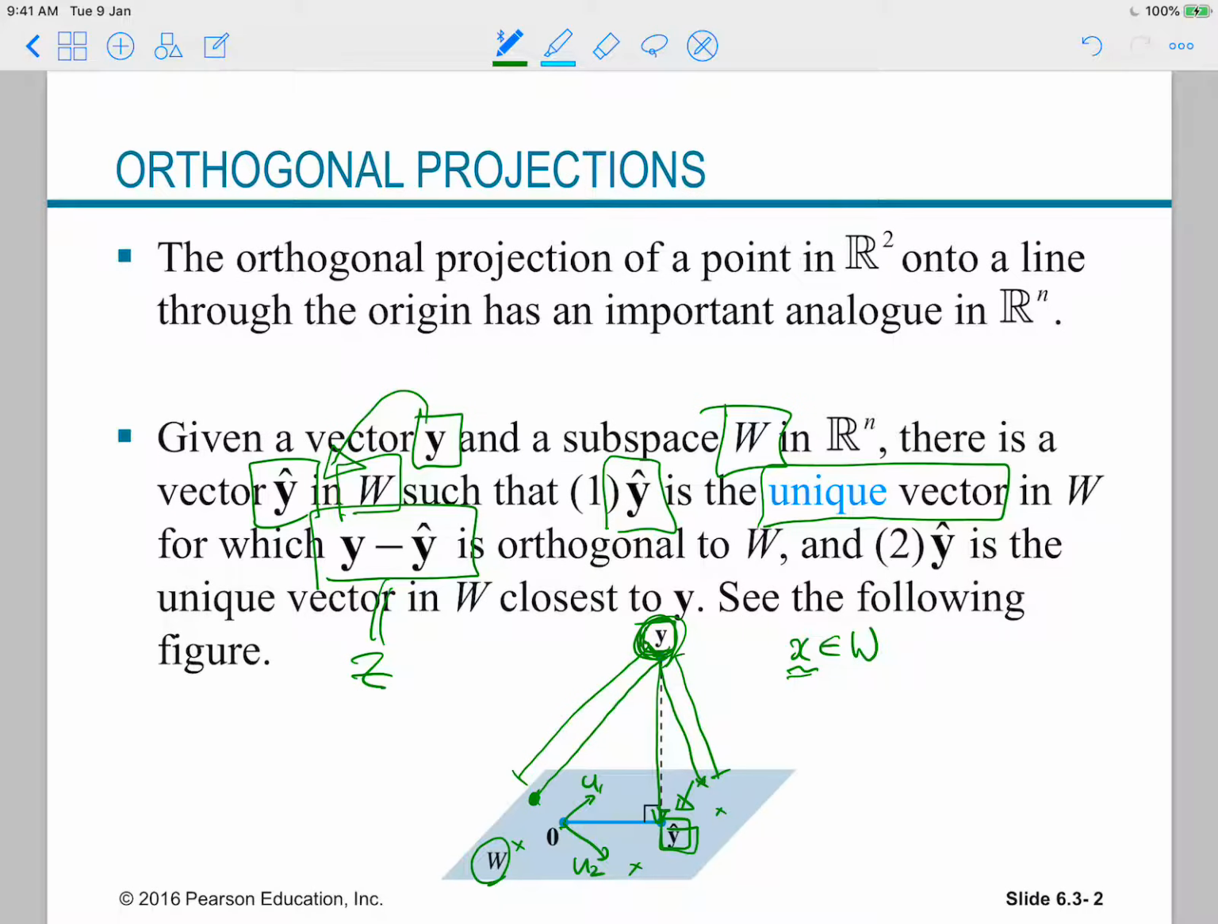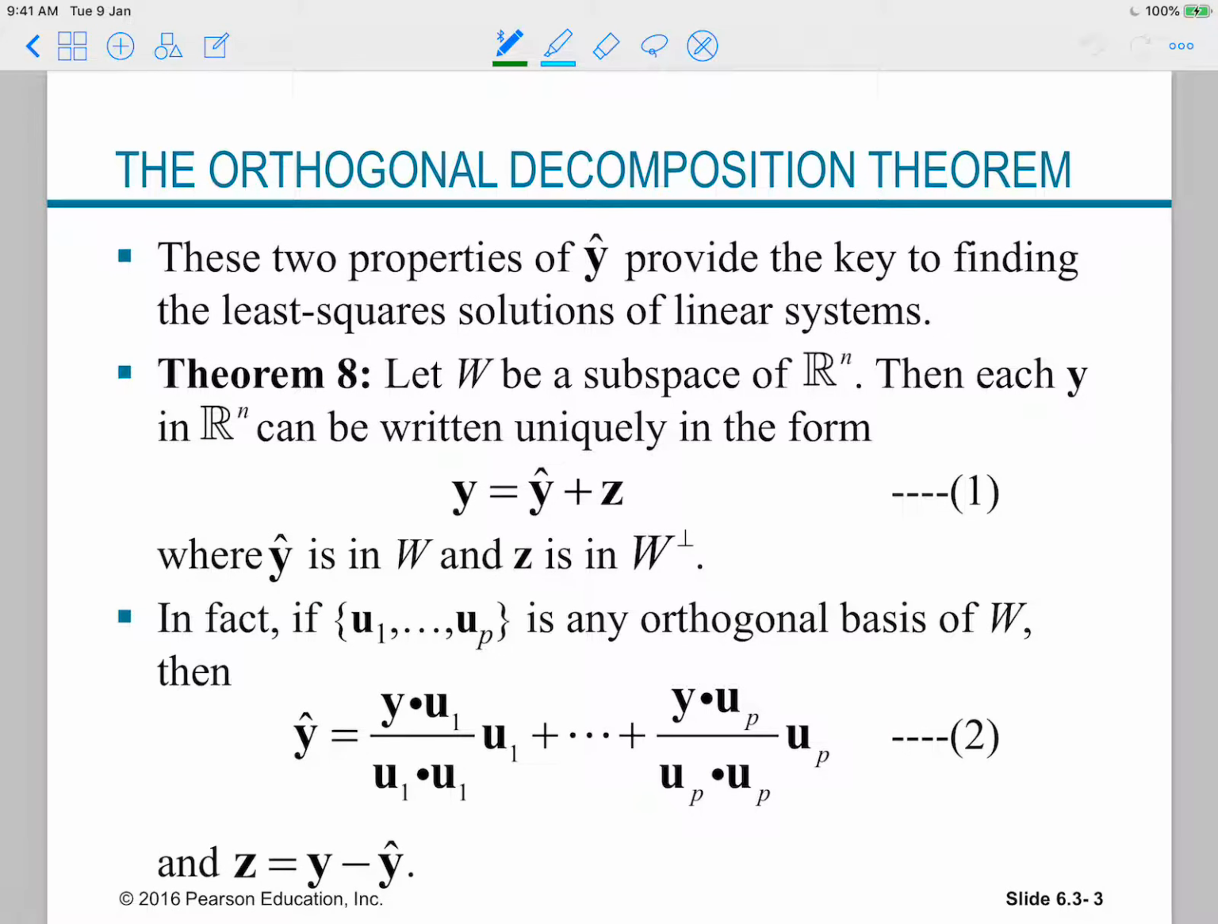Okay, so first of all, let's understand why this orthogonal projection is uniquely determined. Okay, so why is it uniquely determined? We can formally prove it, but let's just intuitively understand it in this manner.